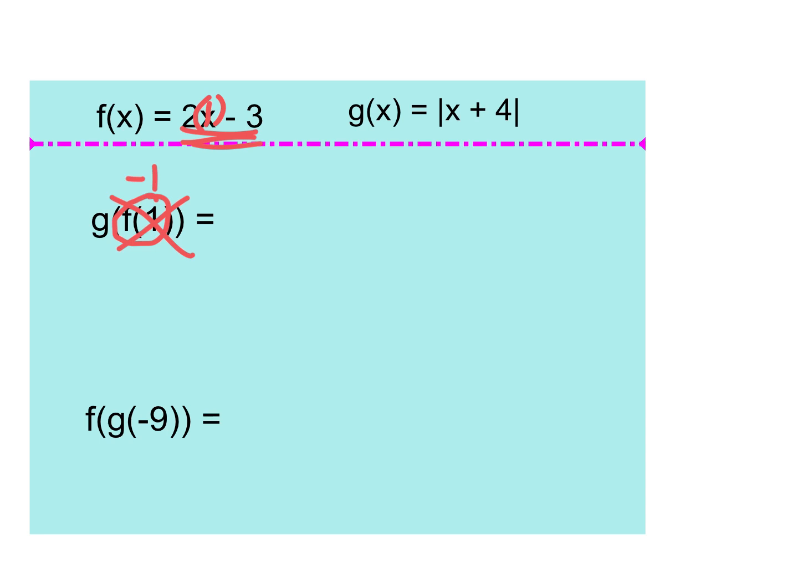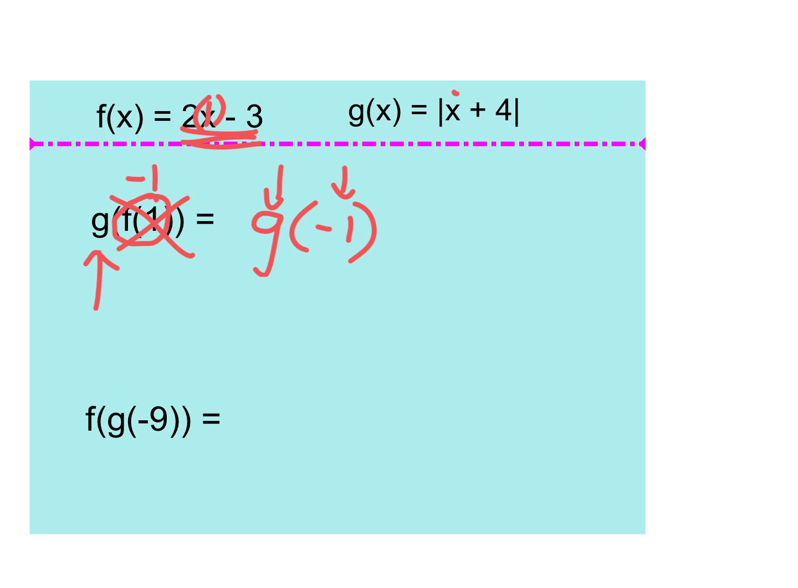Now, what's my new problem? G of -1. It's just 2 little separate problems. You do the inside problem, you get an answer. And then we do the outside one, g of -1.